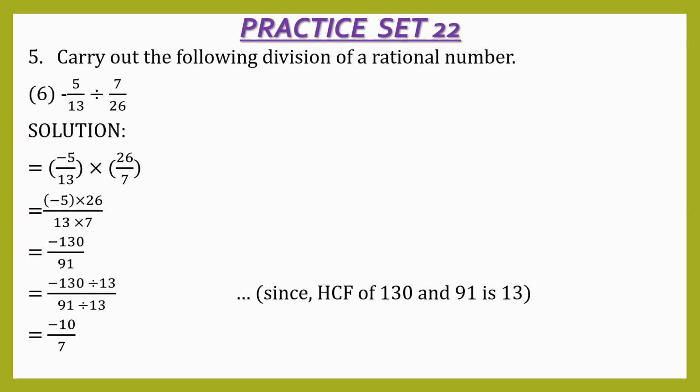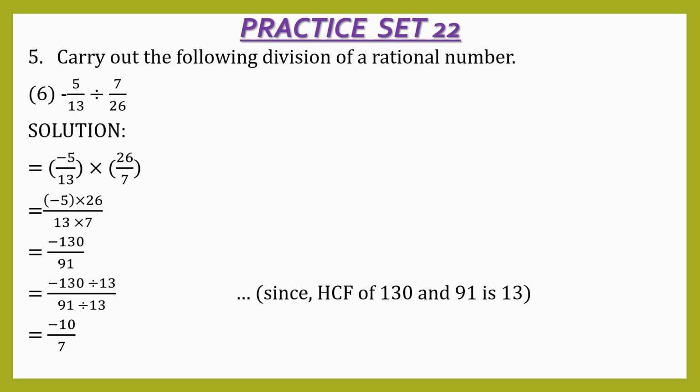Next is the sixth question, minus 5 upon 13 divided by 7 upon 26. Again the same type of division we are going to carry out, that is solution. Minus 5 upon 13 is written as it is. Division sign gets converted into multiplication and we are going to take the multiplicative inverse of the second term. So the second term here is 7 upon 26. So the multiplicative inverse of 7 upon 26 is 26 upon 7.